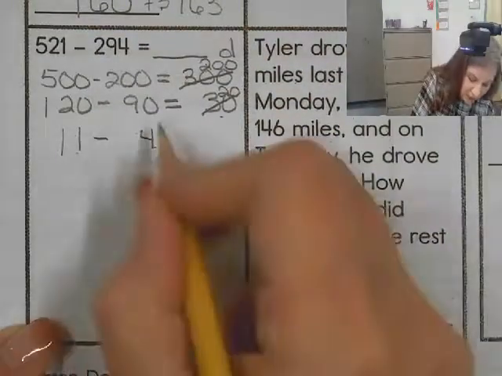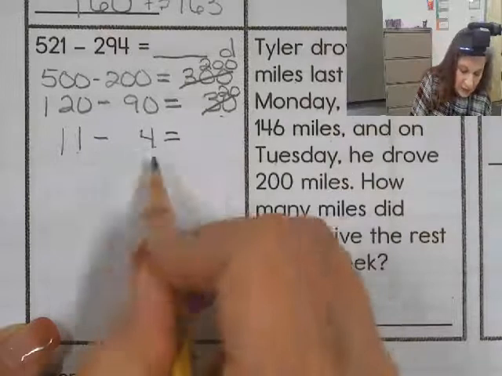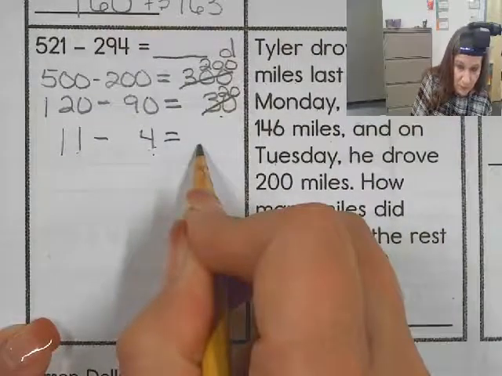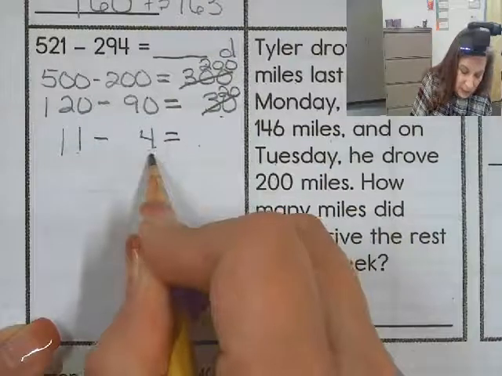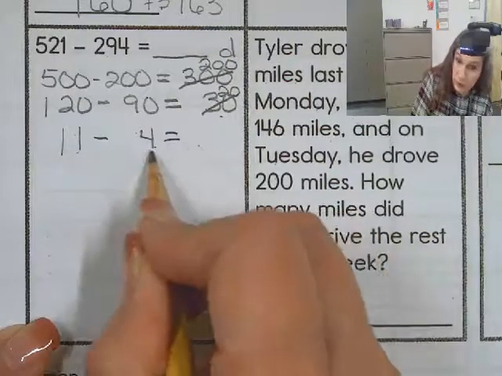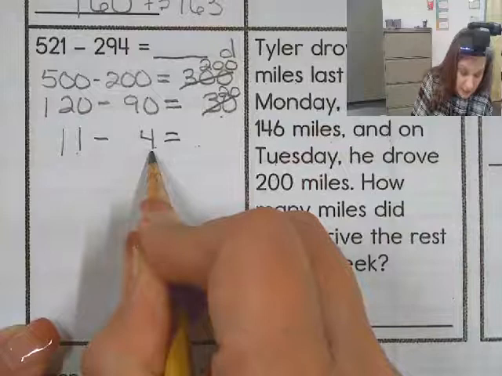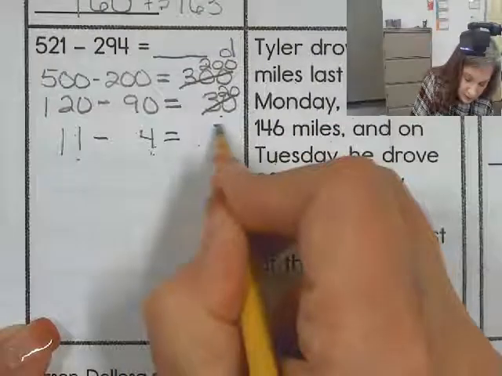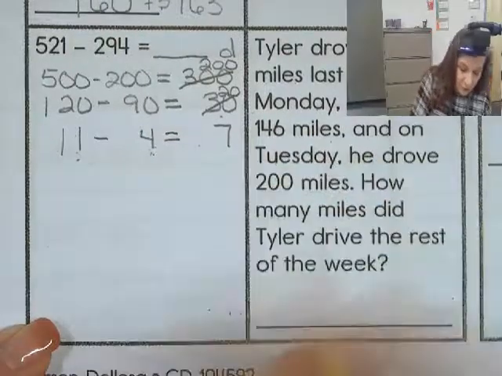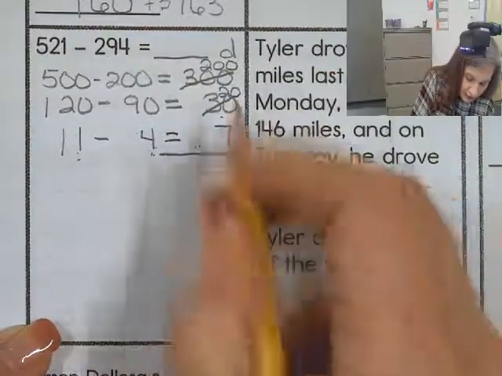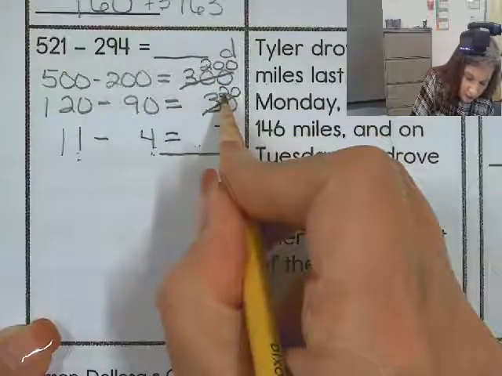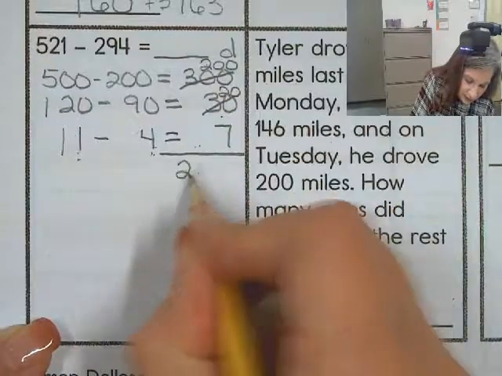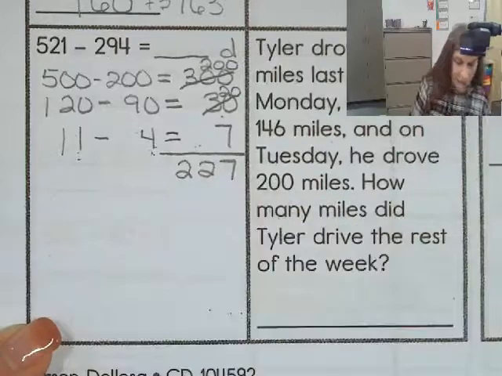Now we subtract. We need to know, well, 4 plus 4 is 8, so this can't be 4. 5 plus 4 would be 9. 6 plus 4, we know our tens, right? 6 plus 4 is 10, so that's not equal to 11. So it must be 7. So now if I put this all back together, I have 200 in my hundreds place, a 20 in my tens, and a 7 in my ones, and I have 227.